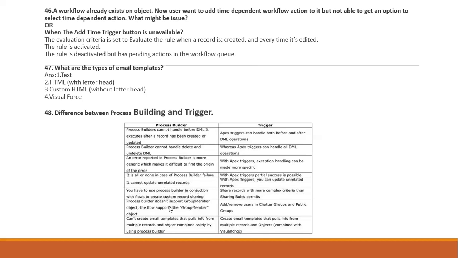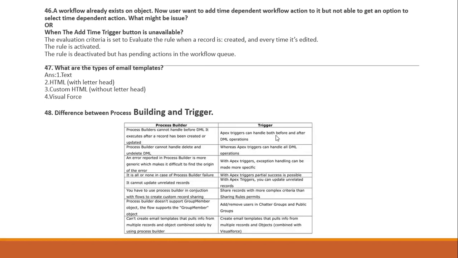Process builder does not support the group members object; flow supports the group members object. Also, we cannot create an email template that pulls info from multiple records and objects combined solely using process builders. Next, triggers.